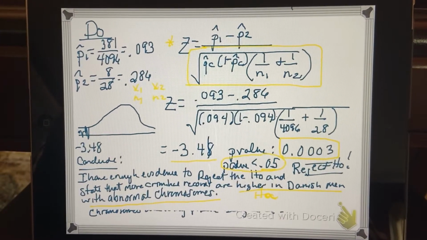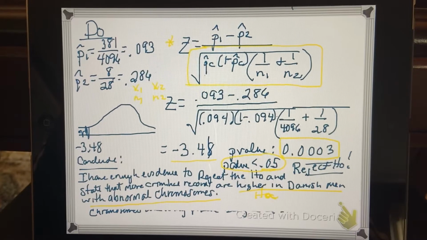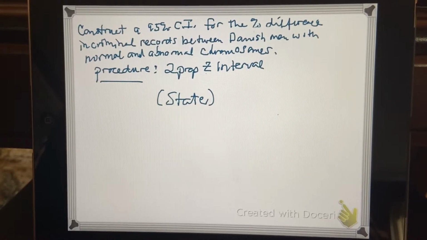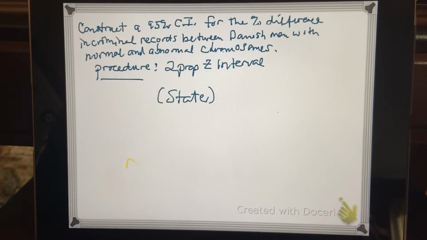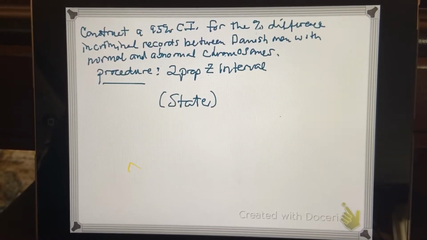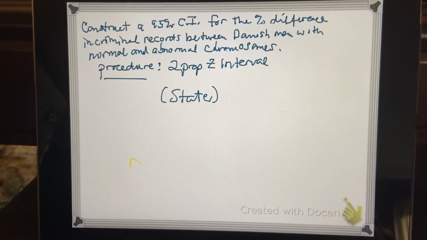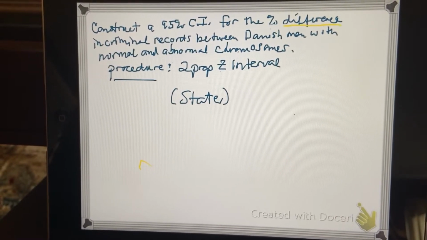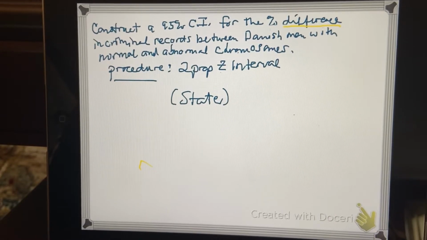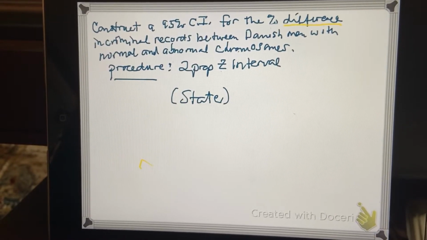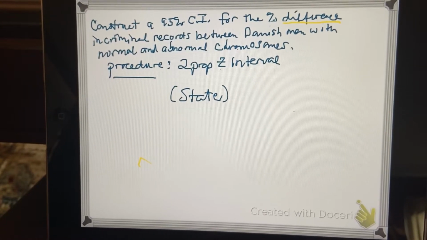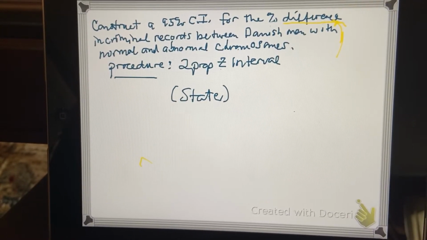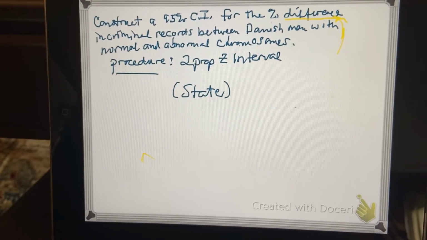And then the second part of the question just says to construct and interpret a confidence interval. So that's the next section here. Just like what you've been used to seeing, we're going to do our stating. Sorry, it kind of went off the top there. It says construct a 95% confidence interval for the difference in criminal records, the percent difference in criminal records between Danish men with normal and abnormal chromosomes. I need to mention the word difference, and I hate that it went off the screen a little bit, but that's what that word says. The procedure we're using is a 2 proportion z interval.